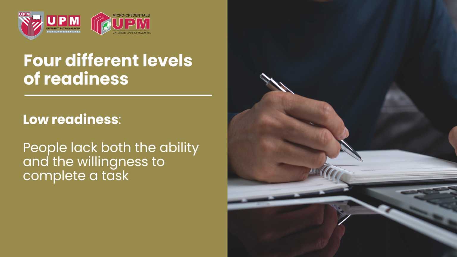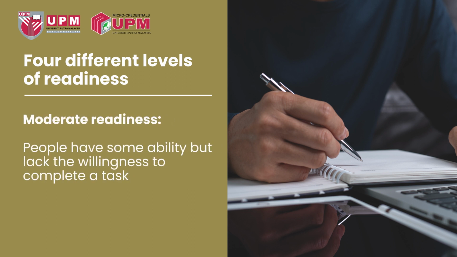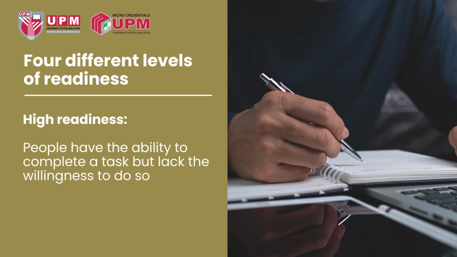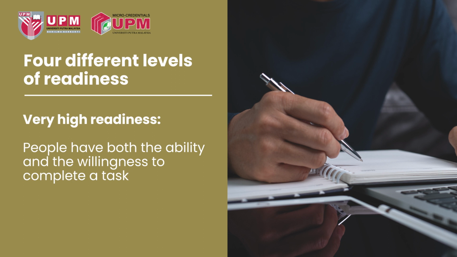Low readiness, people lack both the ability and the willingness to complete a task. Moderate readiness, people have some ability but lack the willingness to complete a task. High readiness, people have the ability to complete a task but lack the willingness to do so. Very high readiness, people have both the ability and the willingness to complete a task.